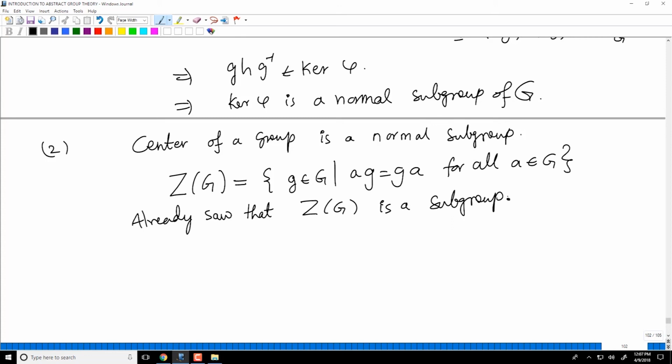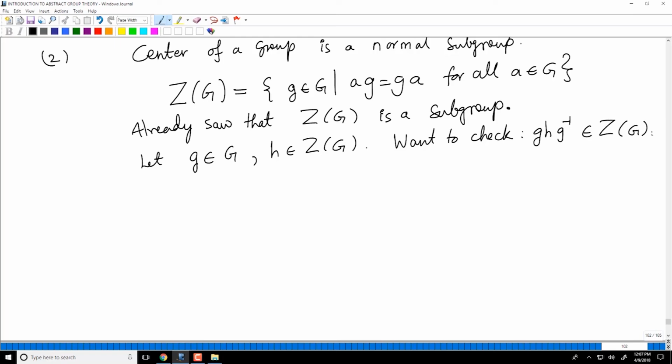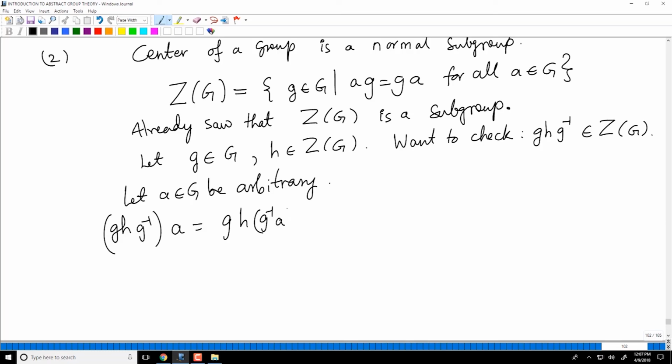So it's a subgroup. To check the normality, just like before, we take a group element and a subgroup element, and let's check. What do we want to check? We want to check that g h g inverse is in Z(G). What is the meaning of being in Z(G)? It means that it commutes with everything in the group. So let a be arbitrary. We want to check that g h g inverse commutes with it. So let's write g h g inverse times a.